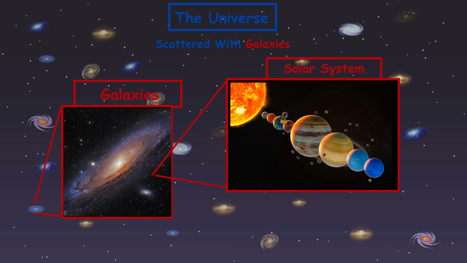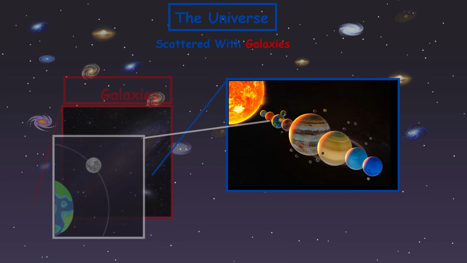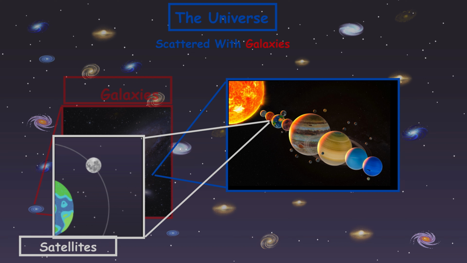To summarize, the universe is a vast space largely consisting of empty voids with galaxies scattered throughout. Each galaxy is made up of billions of stars, many of which host their own solar systems, and within those solar systems are planets like Earth that can have satellites, both natural and artificial, orbiting them. So from the smallest structures to the largest, we have satellites orbiting planets, planets orbiting stars, stars forming galaxies, and galaxies making up the universe.